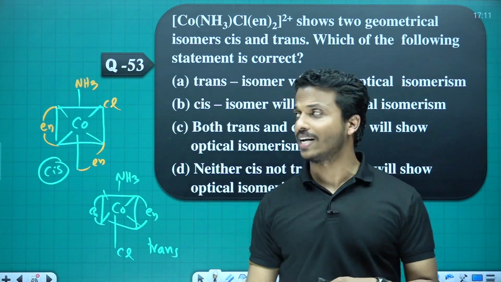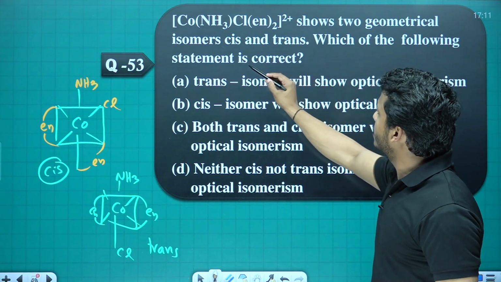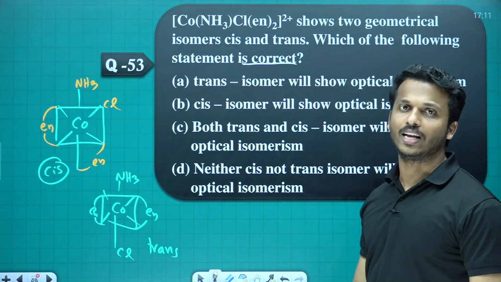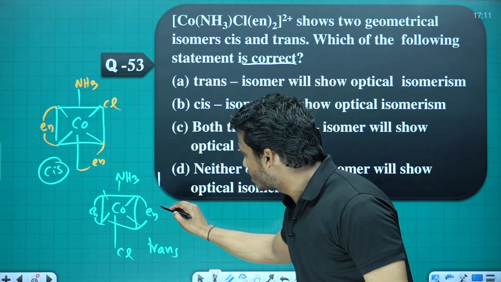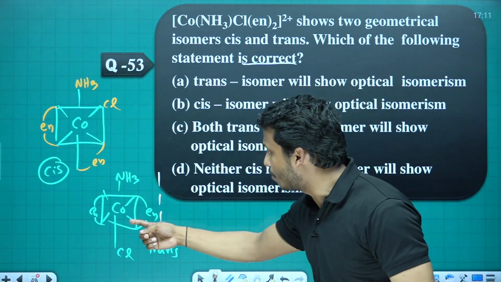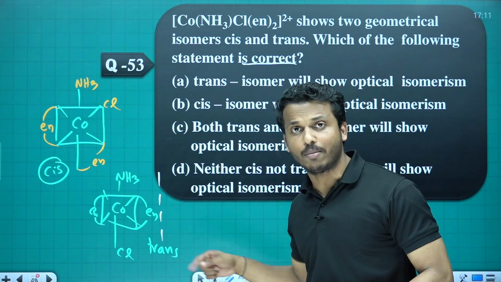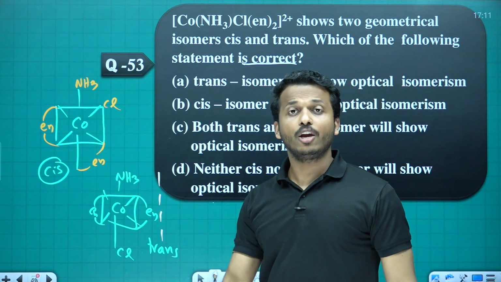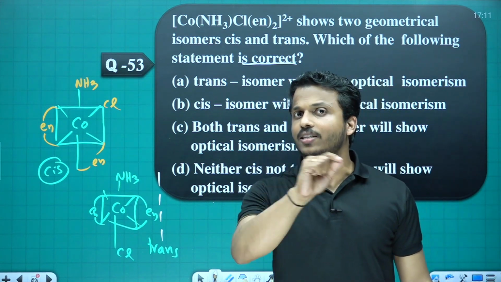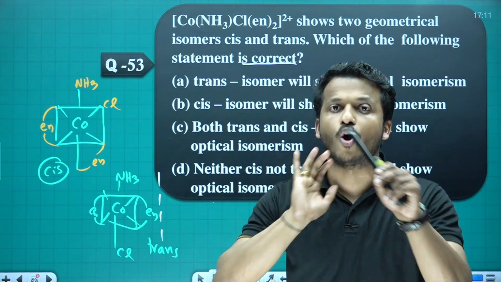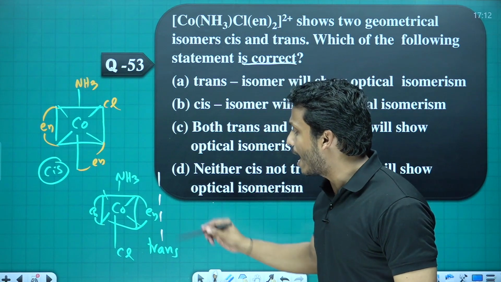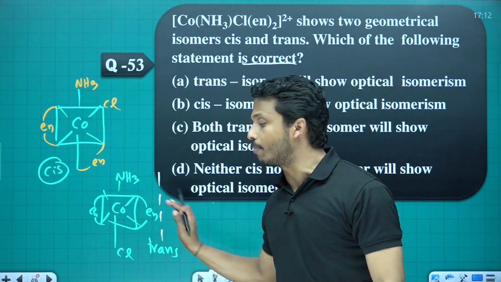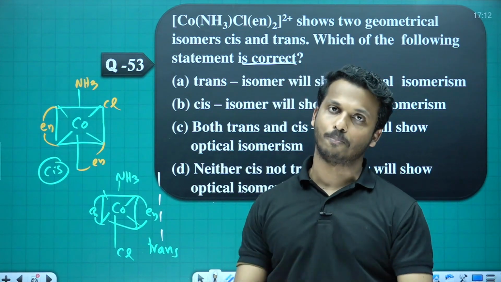And what is the question they are asking? Which statement is correct? Trans isomer will show optical isomerism. See, the trans isomer is this one. If you take the mirror image of this one, you will get the same image and that will be superimposable. If it wants to be optically active, the mirror image should be non-superimposable. So trans isomers are basically not optically active because their mirror image is the same, they are superimposable.